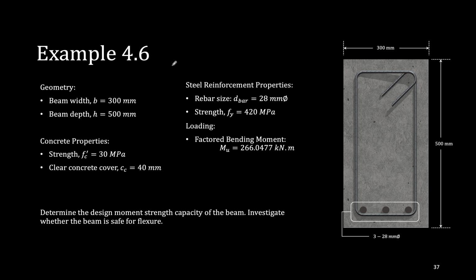So we have here our example for investigation of singly reinforced beam. Given na meron tayong width ng beam na 300, yung beam depth na 500, then we have here the concrete properties. So FC prime is 30 megapascal, your concrete cover is 40 millimeters. And the steel reinforcement properties, yung diameter ng bar is 28, tsaka tatlo yung pieces or number of bars. Yung strength naman is Fy, 420 megapascal. And we have our factored bending moment na 266 kilonewton meter.